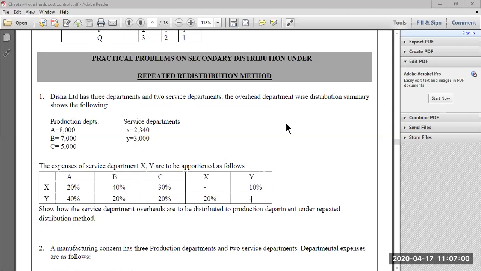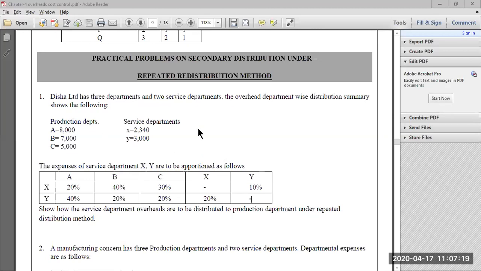Now look at this question. If you have not understood, while solving the problem we will understand. Now carefully look at this question. We will start with one question and understand it properly and thoroughly. In this question, Disha Limited has 3 production departments and 2 service departments. The overhead department-wise distribution summary shows the following.